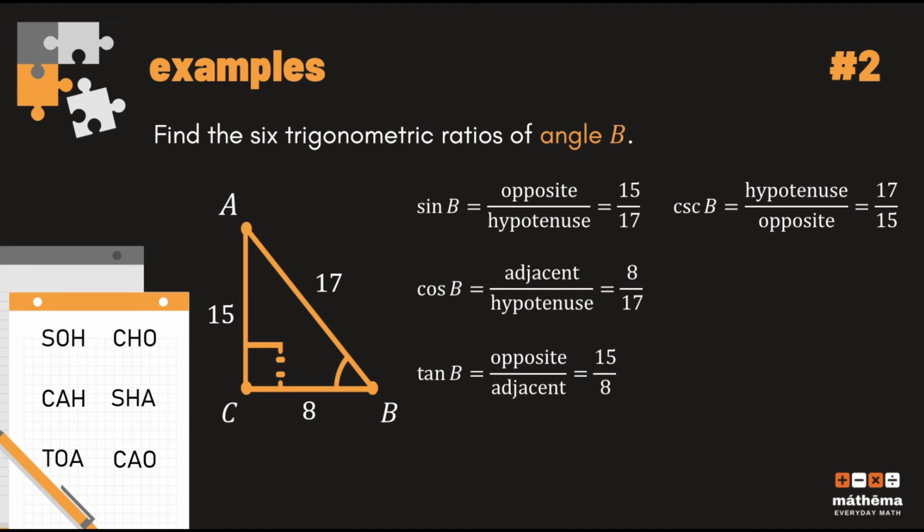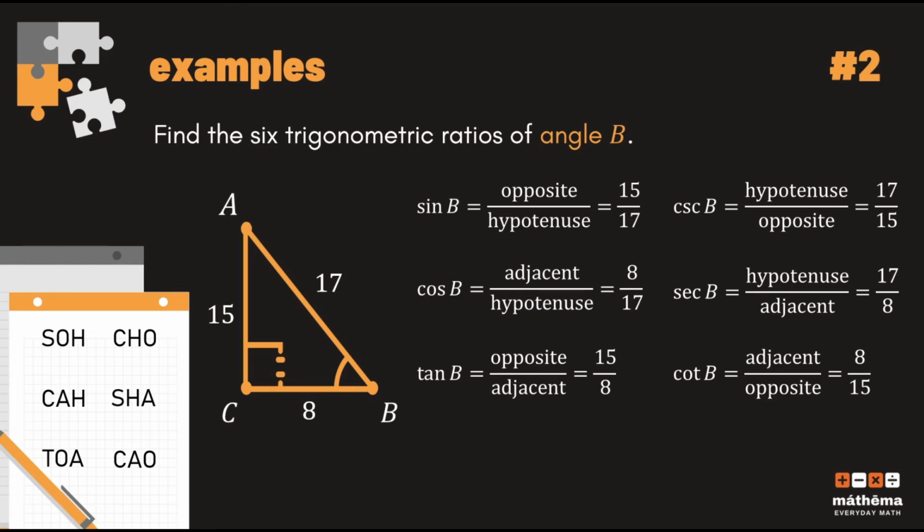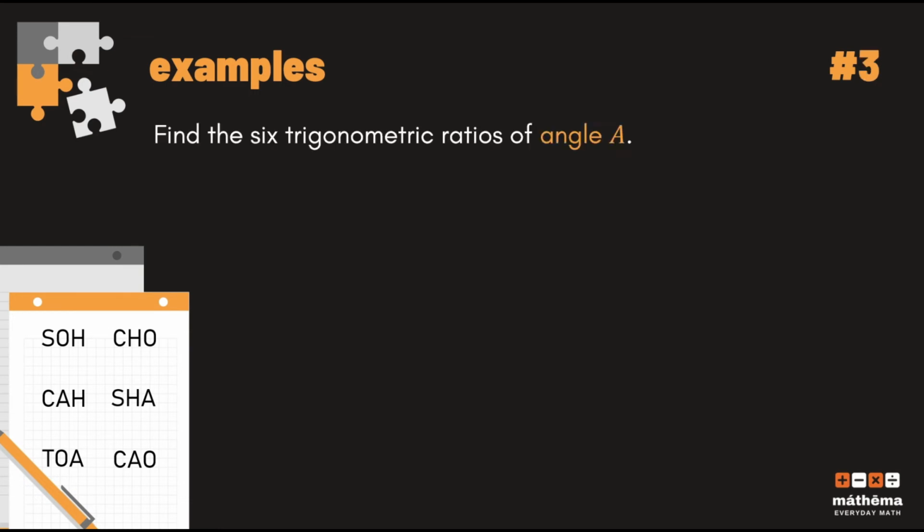Cosecant, hypotenuse over the opposite side, 17 over 15. Secant, hypotenuse over adjacent, 17 over 8. And the last one, the cotangent, we have adjacent over opposite, that will give us 8 over 15. Now let's proceed to example 3. Find the 6 trigonometric ratios of angle A.